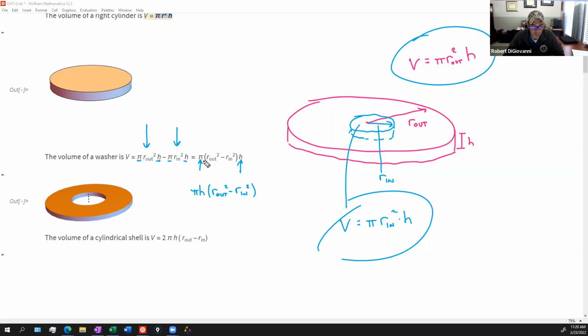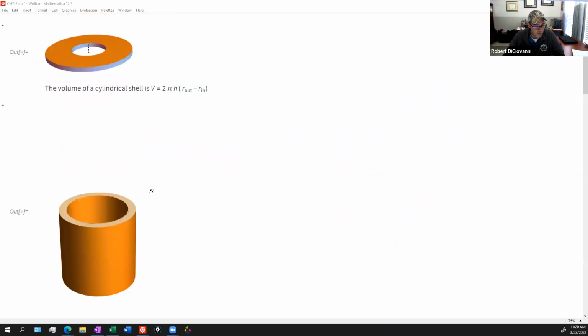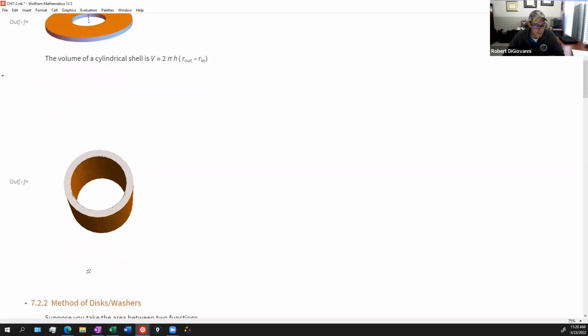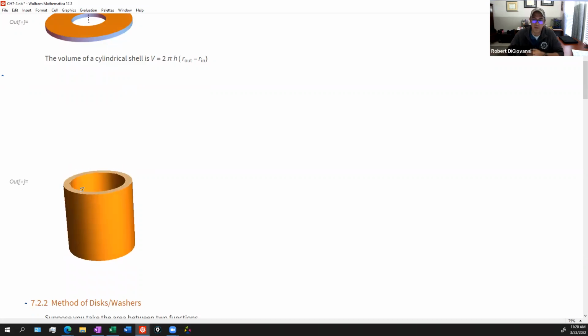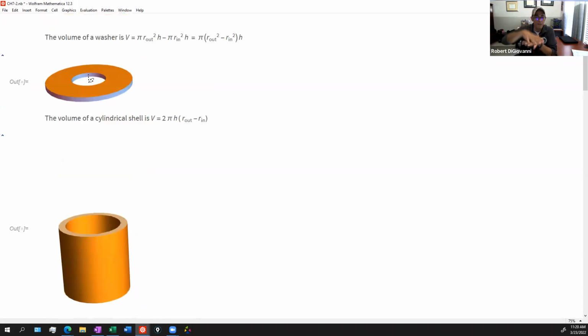Okay, so remember these formulas. We're going to need this in a little while. The last one we need is the volume of what's called a cylindrical shell, okay? And I think I'm going to wait on this one, till we get to it. It's basically the same idea. It's like a cylinder, but it's really tall, and it has a very thin wall to it, as opposed to a washer, which is very flat and has a thicker wall. This is called a washer. This is called a shell.